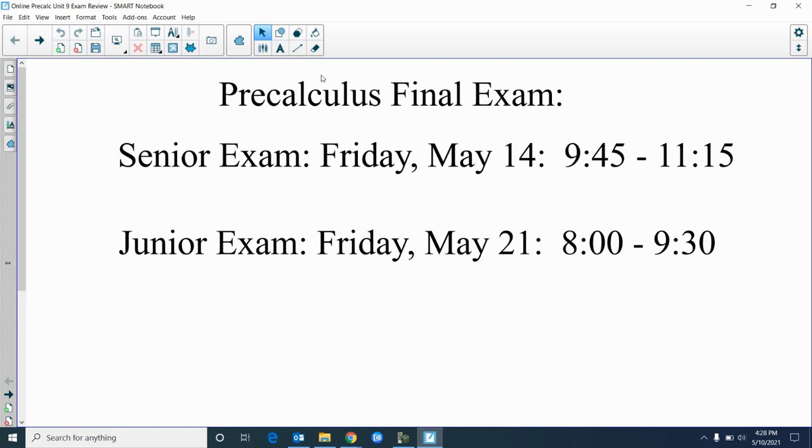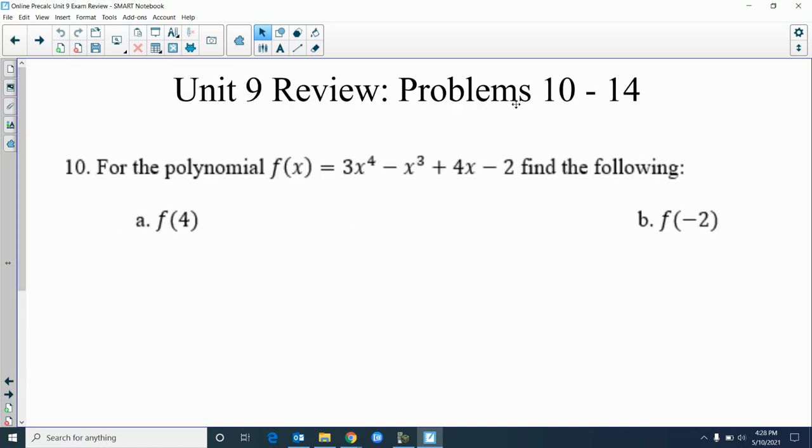Okay, we're going to go through the Unit 9 problems off of the review in detail. It's going to be 10 through 14. There's a good bit here. So if you do have any questions we go over, you can always email me and I can try and do a Google Meet, or we can do something to fix them. But you have to know these problems. If you don't know them, either see somebody or email me.